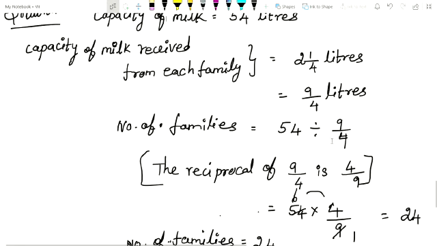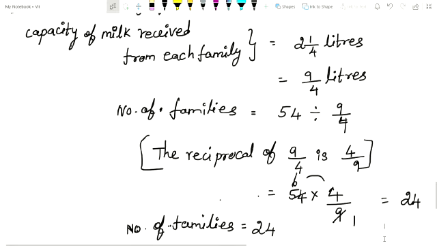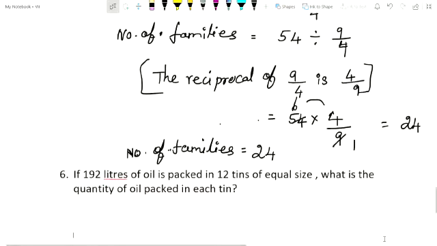If you want to divide this, we have to take the reciprocal of the divisor. Then we need to multiply with the dividend. The reciprocal of 9 by 4 is 4 by 9. So 54 into 4 by 9. 9 ones are 9, 9 6s are 54. Now 6 fours are 24. So number of families equal to 24. Okay, children, you understand this? See the next question.